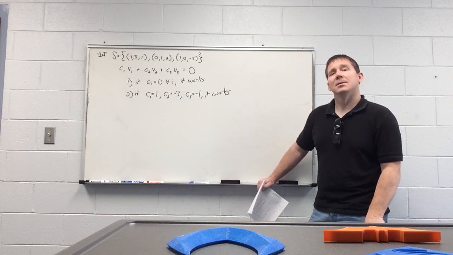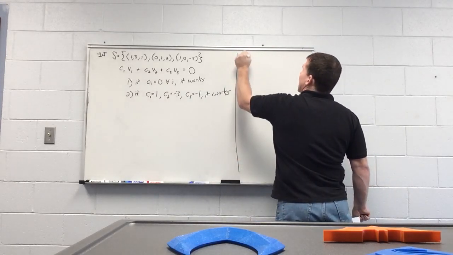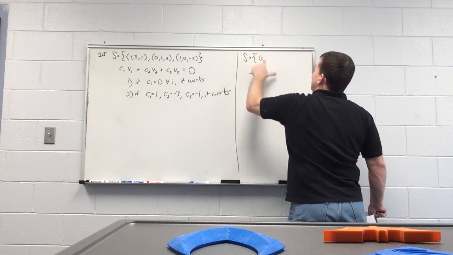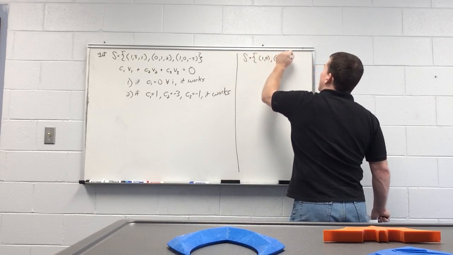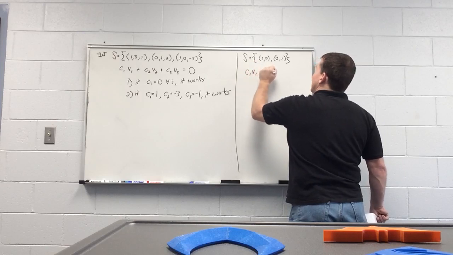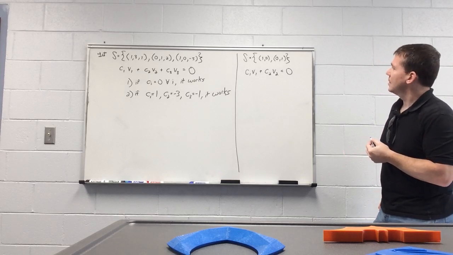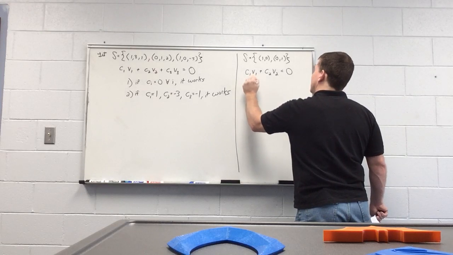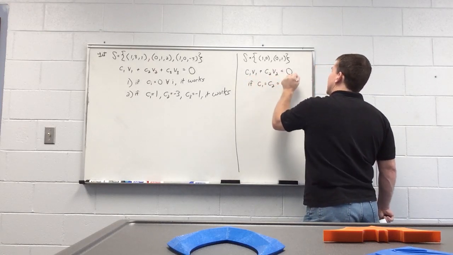What does that mean? If we look at one other really quickly, suppose S is equal to 1, 0 and 0, 1. Actually, I'm going to be orderly here. My brain doesn't like this. So now I look at c sub 1 v sub 1 plus c sub 2 v sub 2 equals 0. Clearly, if c sub 1 equals c sub 2 equals 0, it works.